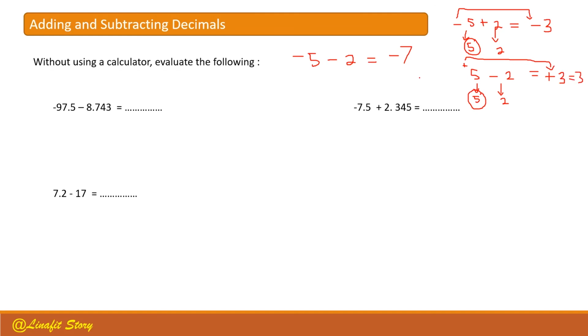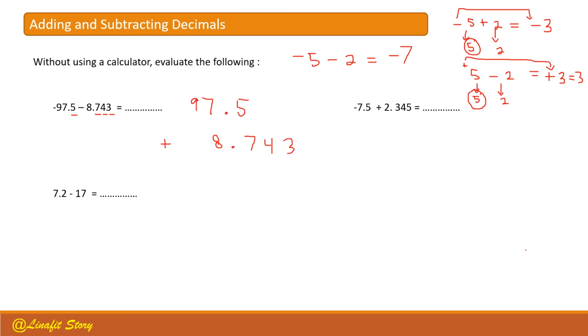Now, without using a calculator, evaluate the following. Negative 97.5 minus 8.743. Remember, subtracting a negative is the same as adding. So, 97.5 plus 8.743.